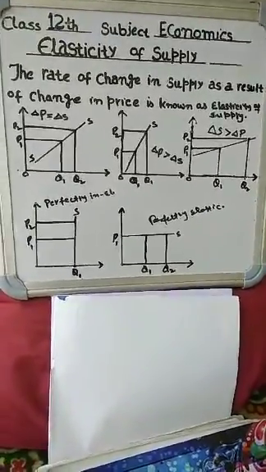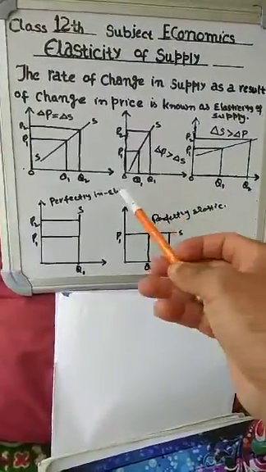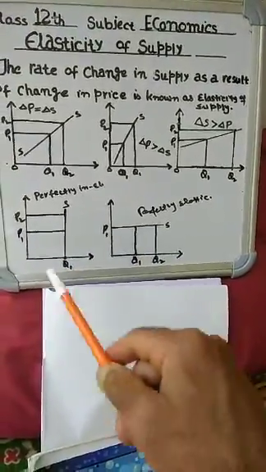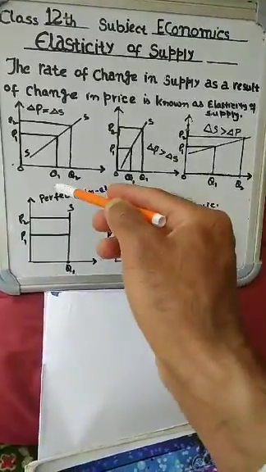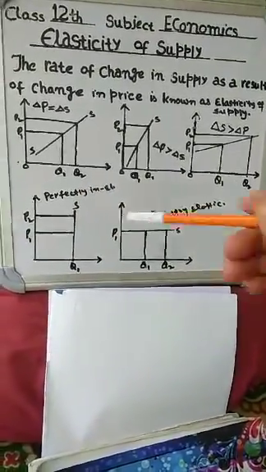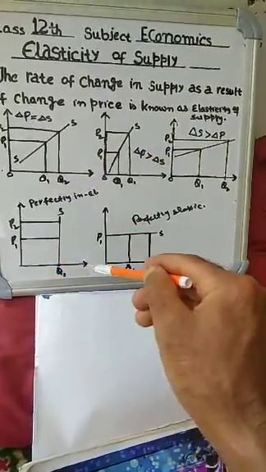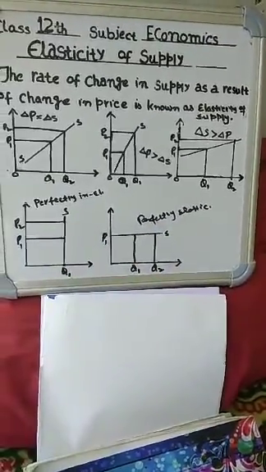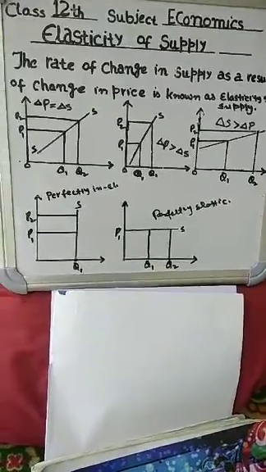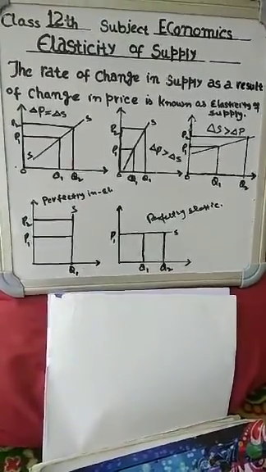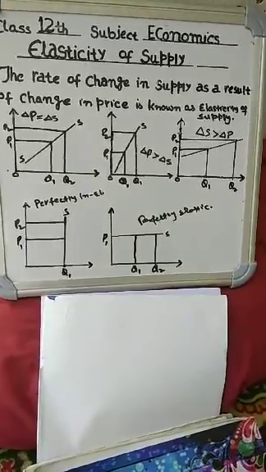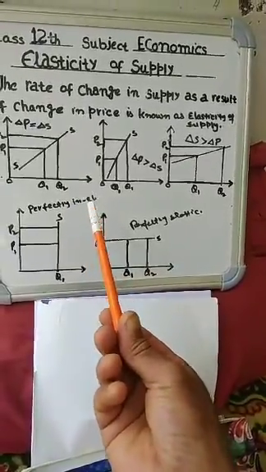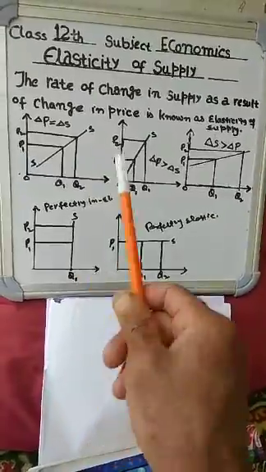Then there is the case like this. When price was OP1, supply was OQ1. When price was OP2, quantity was also OQ1. This means that when supply does not change with a change in price, the supply is said to be perfectly inelastic. As you see in this diagram, the supply curve is parallel to the y-axis. This is known as perfectly inelastic.